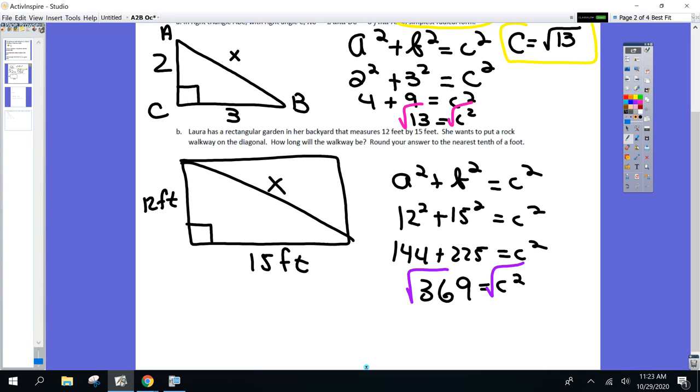Now, I said from problem to problem, the directions may change. They don't ask us to leave our radical in simplest radical form. It says leave it to the nearest tenth of a foot. So now I can go to my calculator and take the square root of 369 and see what it gives me and round it.